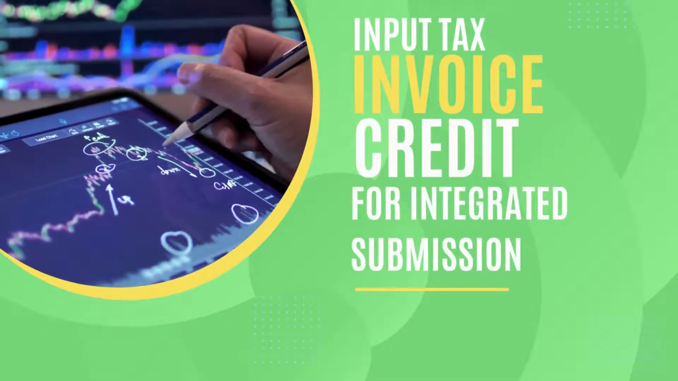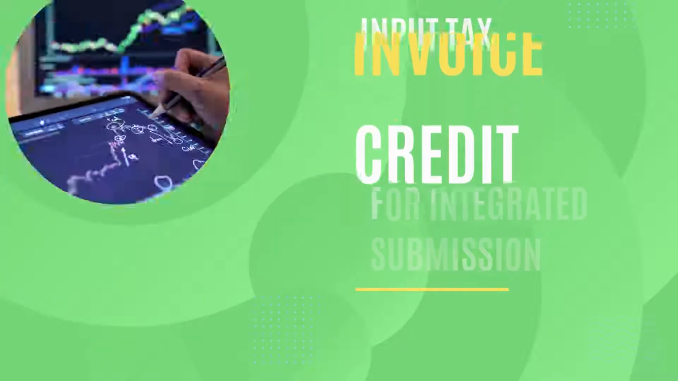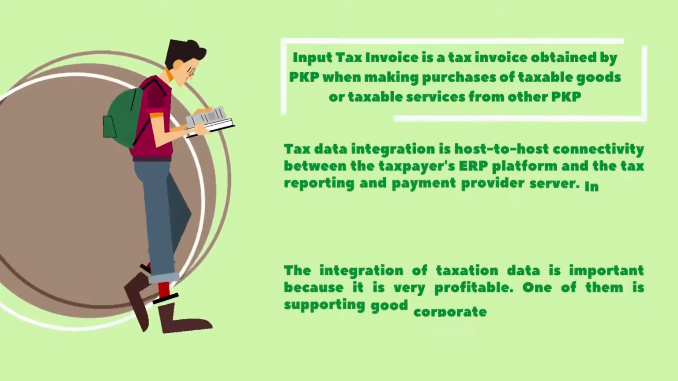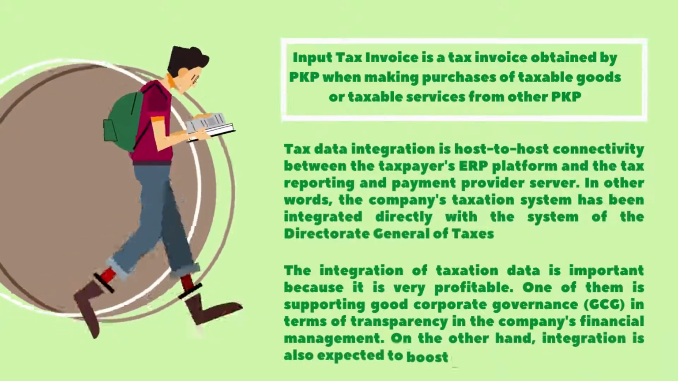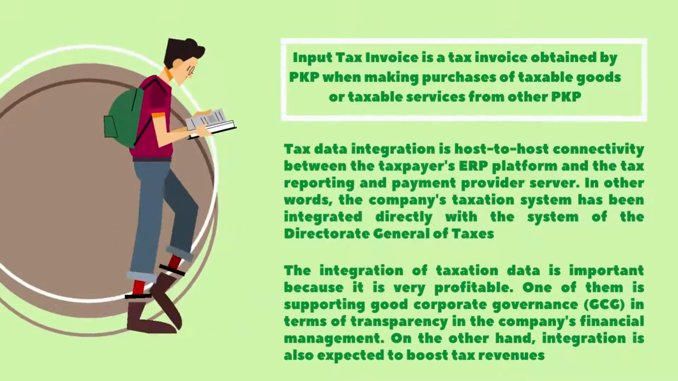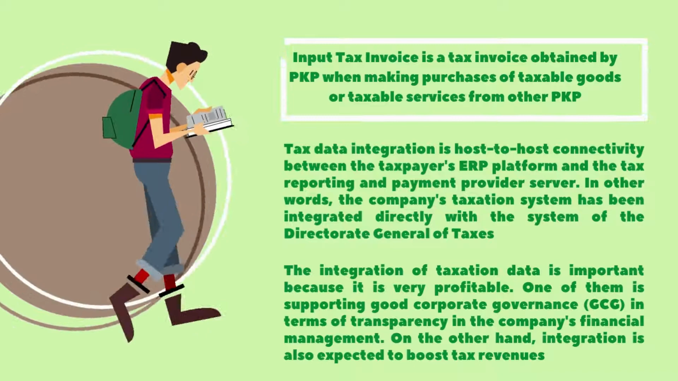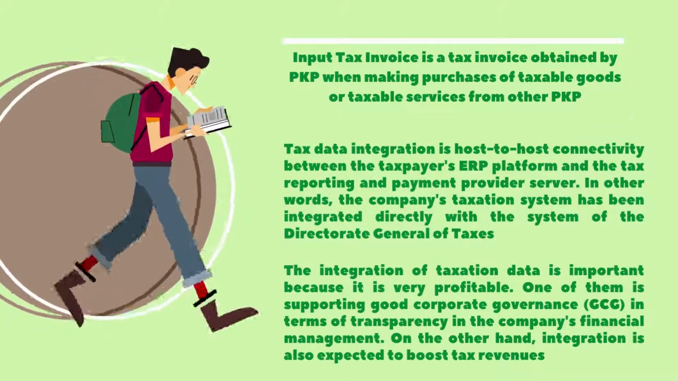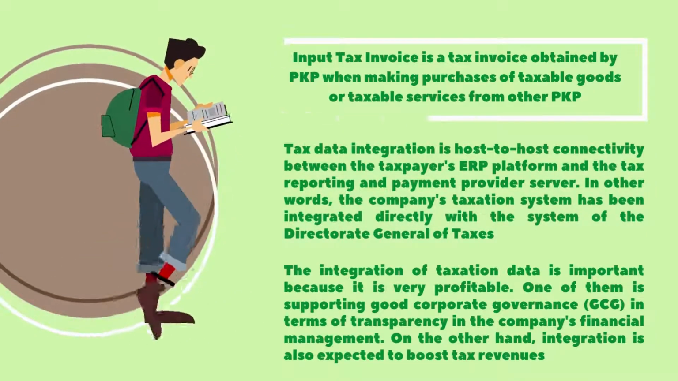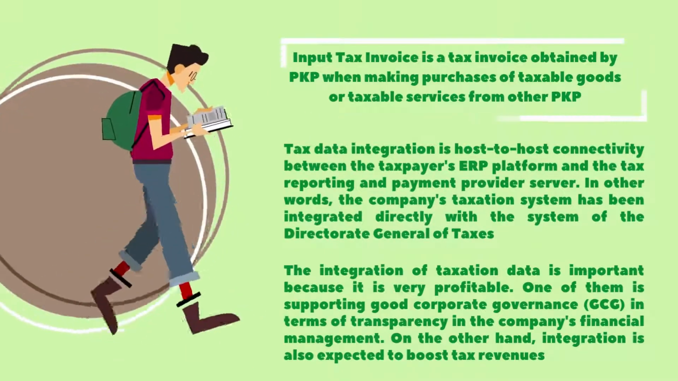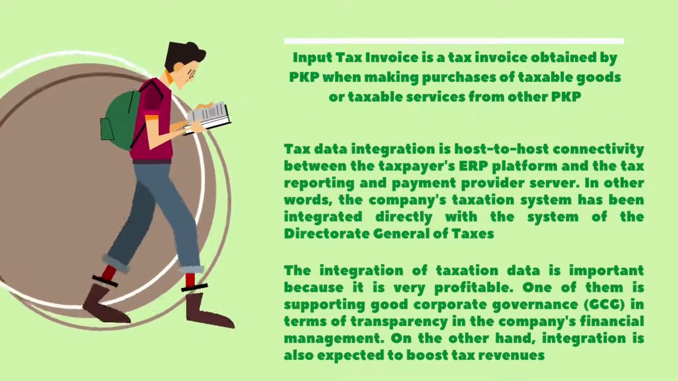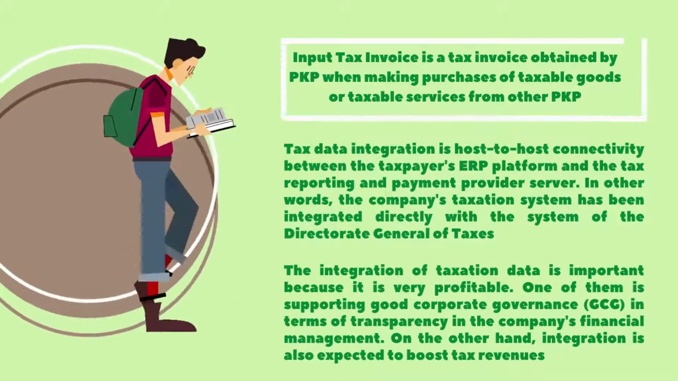The next part is input tax invoice credit for integrated submission. Definition: Input tax invoice is a tax invoice obtained by PKP when making purchases of taxable goods or taxable services from other PKP. Tax data integration is host-to-host connectivity between the taxpayer ERP platform and the tax reporting and payment provider server. In other words, the company taxation system has been integrated directly with the system of the Directorate General of Taxes. The integration of taxation data is important because it is very profitable.